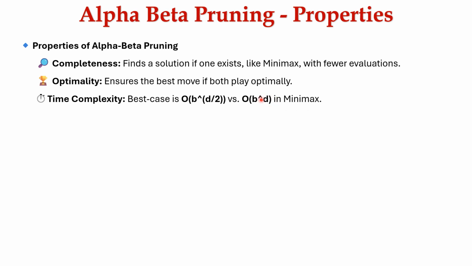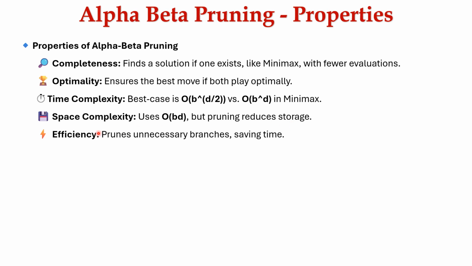We can see the difference here. It is b to the power of d, whereas here it is b to the power of d by 2, where b is branching factor and d is depth. In space complexity, it uses only the order of b into d, but the pruning reduces the storage. Efficiency, it prunes unnecessary branches and saves the time.